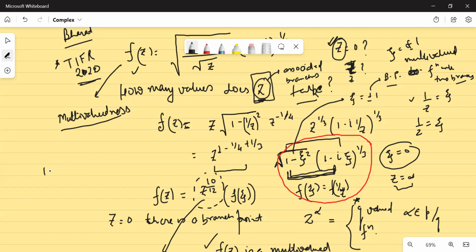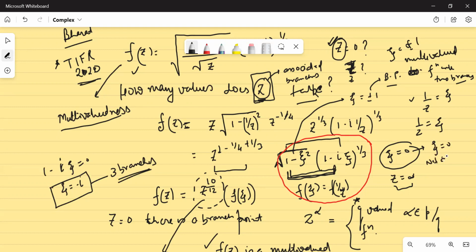Sorry, at zeta equal, you can just simply see. I think this will be this. So at zeta equals to minus iota, you would have three branches. Okay, and at zeta equal to 0, sorry, at zeta equal to 0, you don't have any such branch points. Okay, so at zeta equal to plus minus 1, you have a branch point. At zeta equals to minus iota, also you have a branch point.